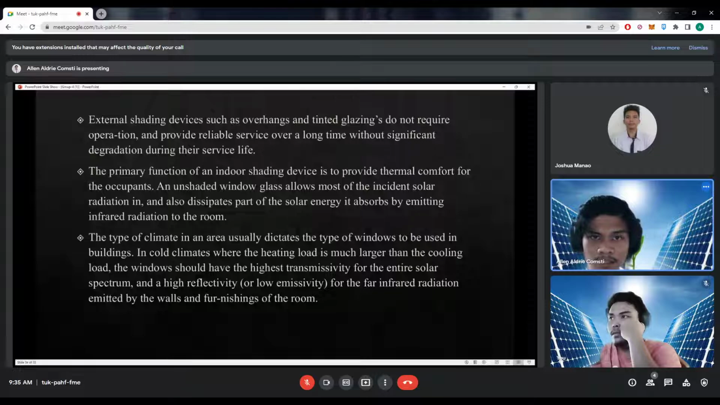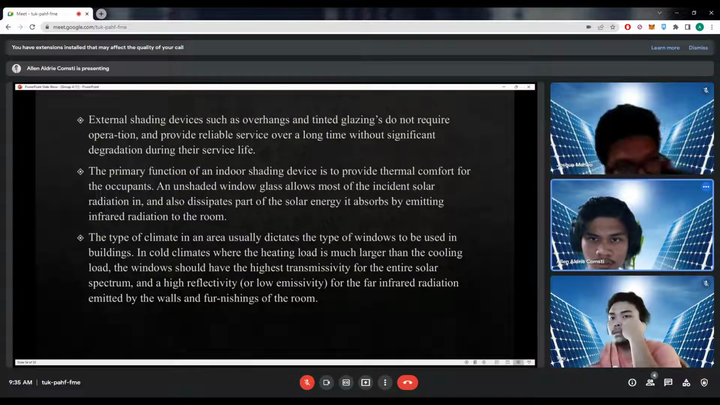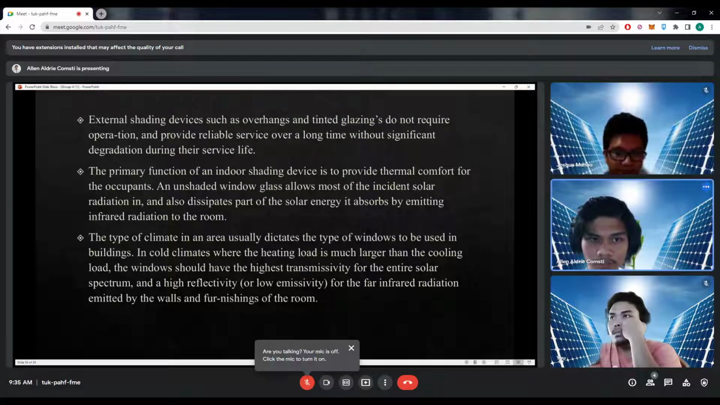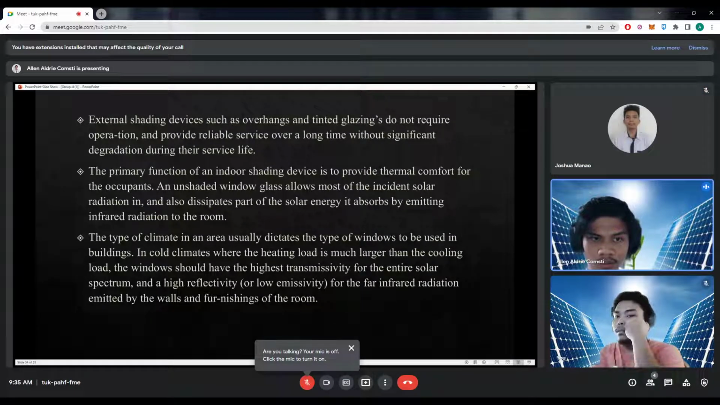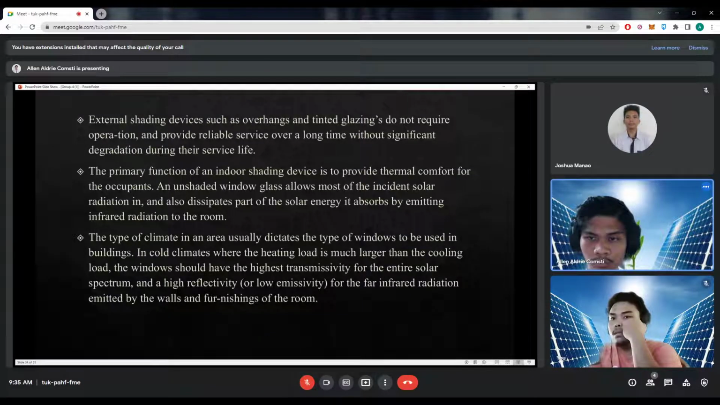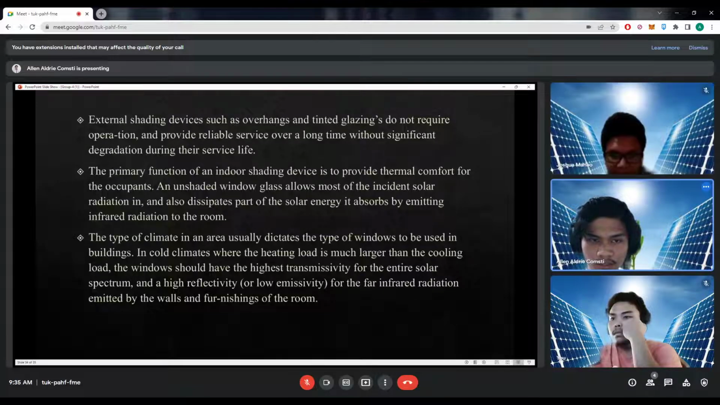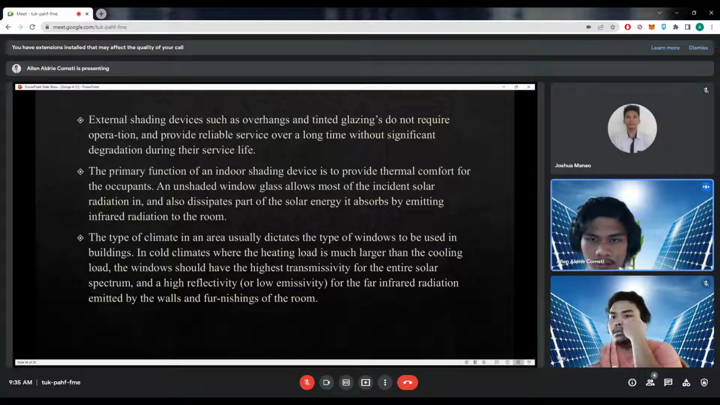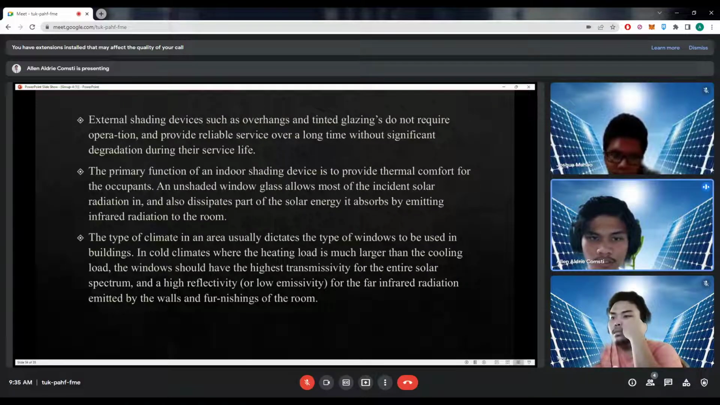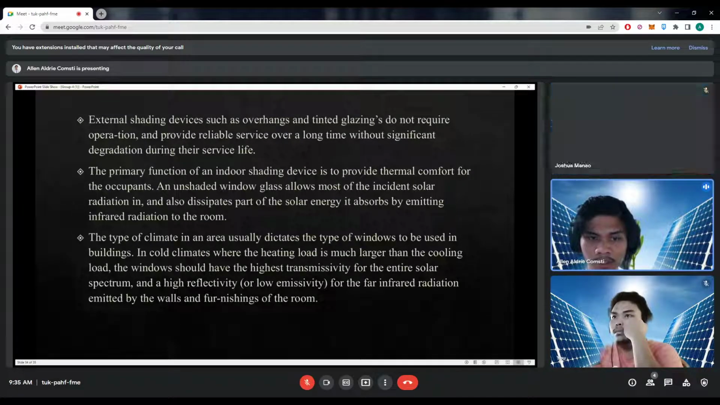External shading devices such as overhangs and tinted glazings do not require operation and provide reliable service over a long time without significant degradation during their service life. The primary function of an indoor shading device is to provide thermal comfort for the occupants. An unshaded window glass allows most of the incident solar radiation in, and also dissipates part of the solar energy it absorbs by emitting infrared radiation to the room.